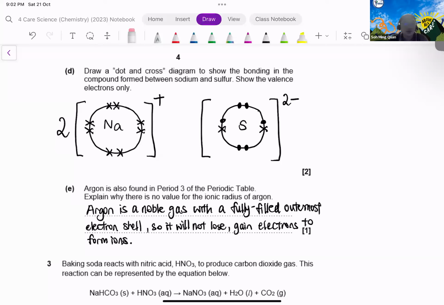All right. Now, part E. Argon is also in period 3. Why is there no value for the ionic radius of argon? Ionic radius is a keyword. So I'm sure all of you will write things like, oh, argon is unreactive.